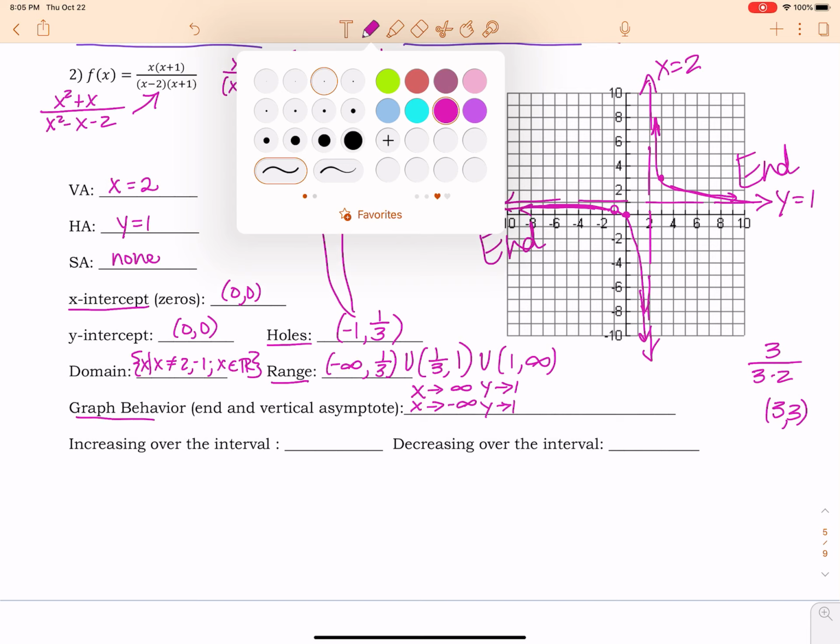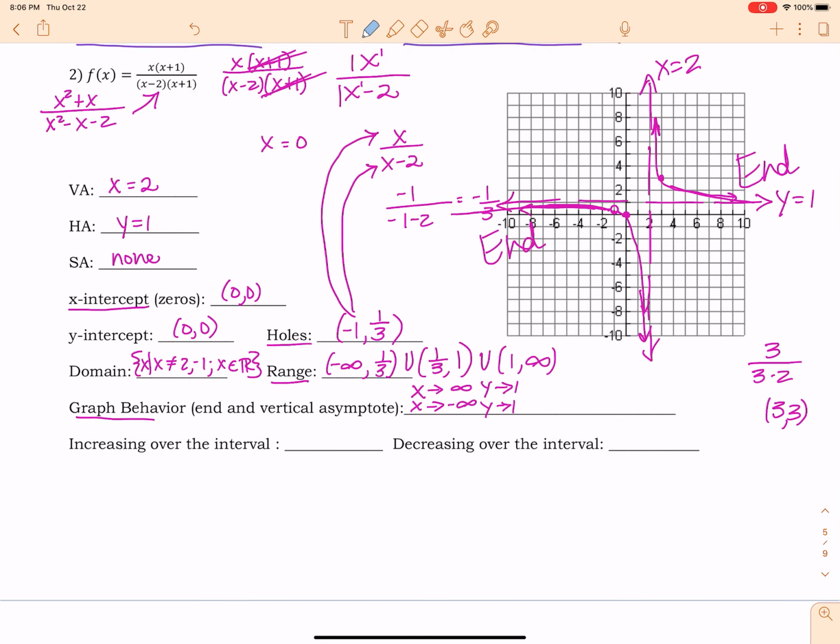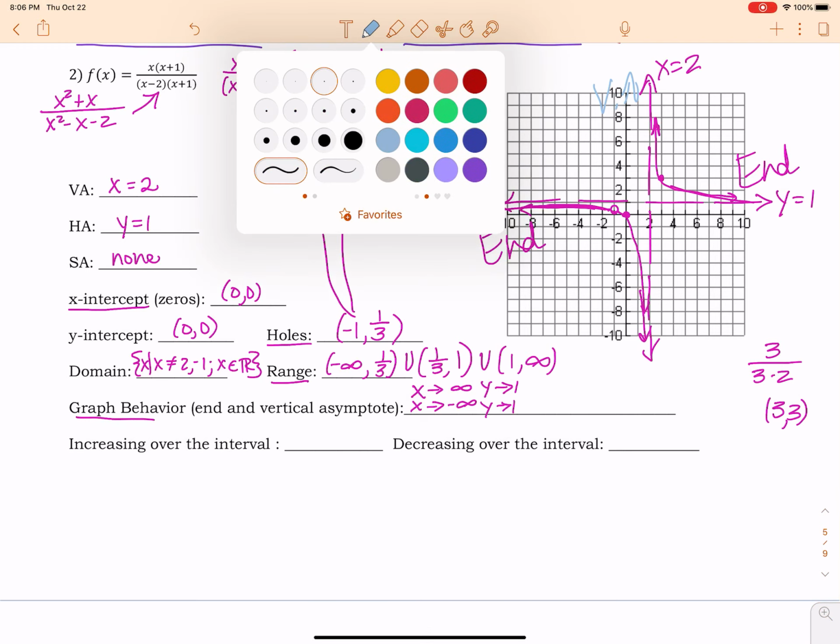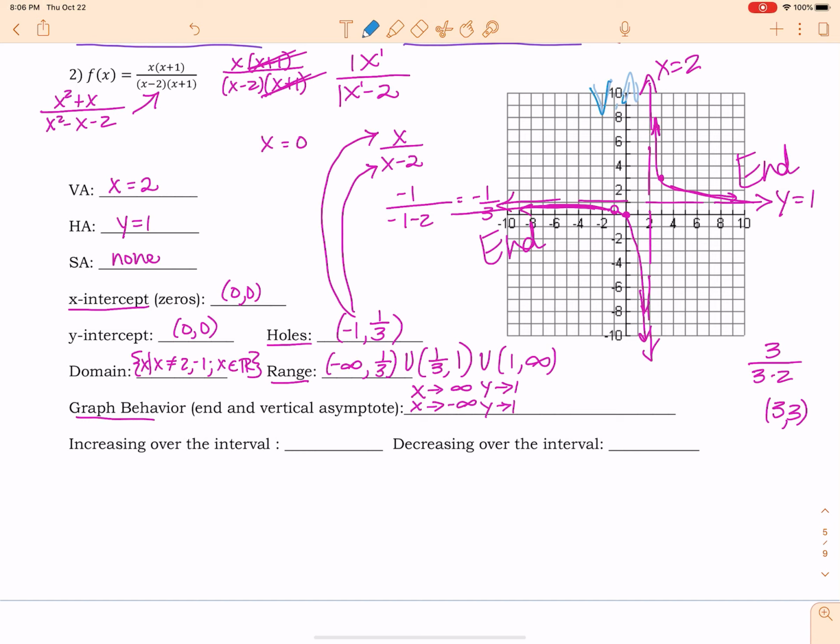Now I'm going to use a different color to look at the vertical asymptote behavior. Oh, you can't see that. What was I thinking? So vertical asymptote behaviors right here and right here. Remember, x is approaching the same value, in this case the 2, but remember it's approaching 2 from different directions.